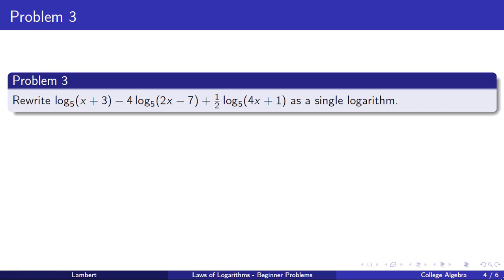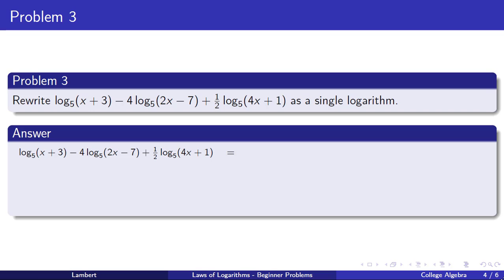So we can rewrite that minus 4 log base 5 of 2x minus 7 as 2x minus 7 raised to the 4th with a log base 5 surrounding all that. And for the 1/2 log base 5 of 4x plus 1, we can rewrite that as log base 5 of 4x plus 1, that quantity raised to the 1/2 power. That's just using our power rule for logarithms. Now, we can combine the first two terms. You have a minus symbol there, so we use the quotient rule for logarithms, which is the log base b of x minus the log base b of y should be the log base b of x divided by y.